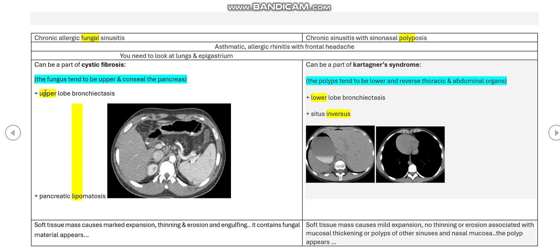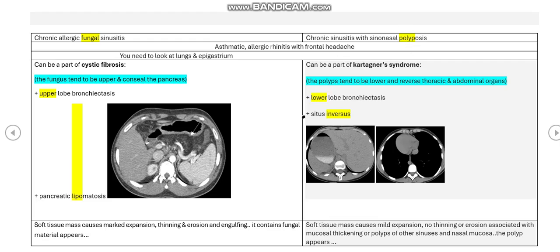Again, you need first to look at the lung. If you see upper lobe bronchiectasis, the complete obliteration of the paranasal sinus is mostly fungal, and you are expected to see pancreatic lipomatosis if you look at the epigastric area. However, if you look at the lung and you see lower lobe bronchiectasis, okay, the complete obliteration of the paranasal sinuses should be sinonasal polyposis.